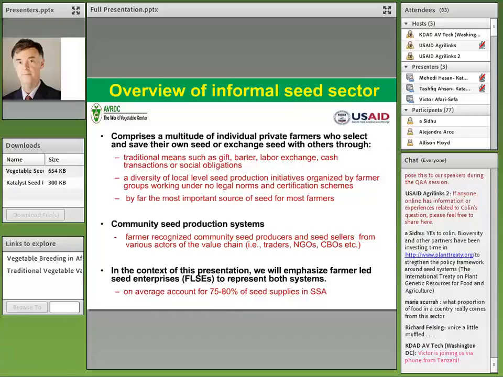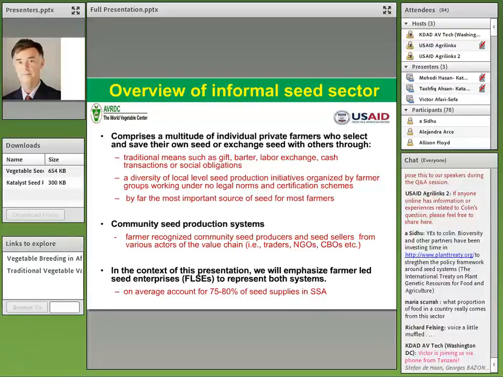for consumption. Now, this is by far the most important source of seed for most farmers within sub-Saharan Africa in general. We also have the recognized community seed production systems, and these normally could be project-based, based on interventions where funding is coming from different donors, and also through informal relationships between traders and farmers, where sometimes traders will pre-finance production of seeds through the option of getting the first buy at harvest period. Now, in most parts of sub-Saharan Africa, this type of informal seed system, which we normally call farmer-led seed enterprises, accounts for between 75% to 80% of the total seeds that are used for production. So you see that is very significant.